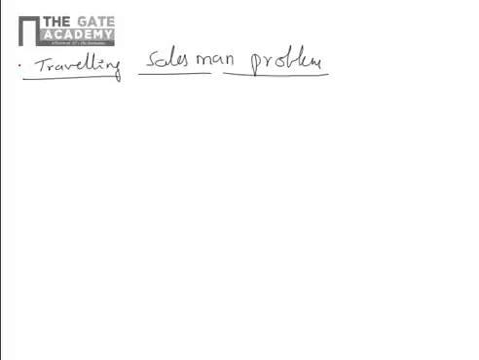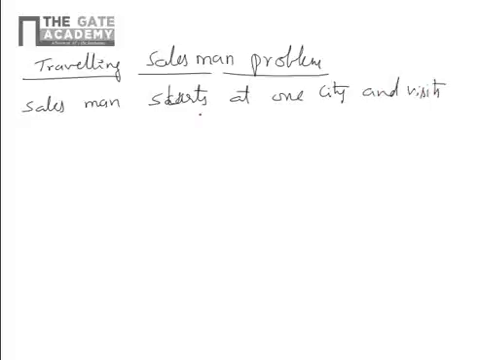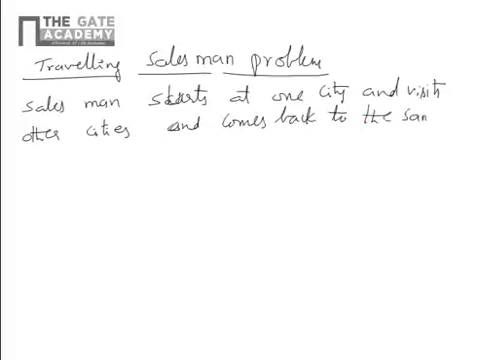So the traveling salesman problem starts at one city, visits other cities, and comes back to the same city, such that you have to visit each city only once. This is called the traveling salesman problem.